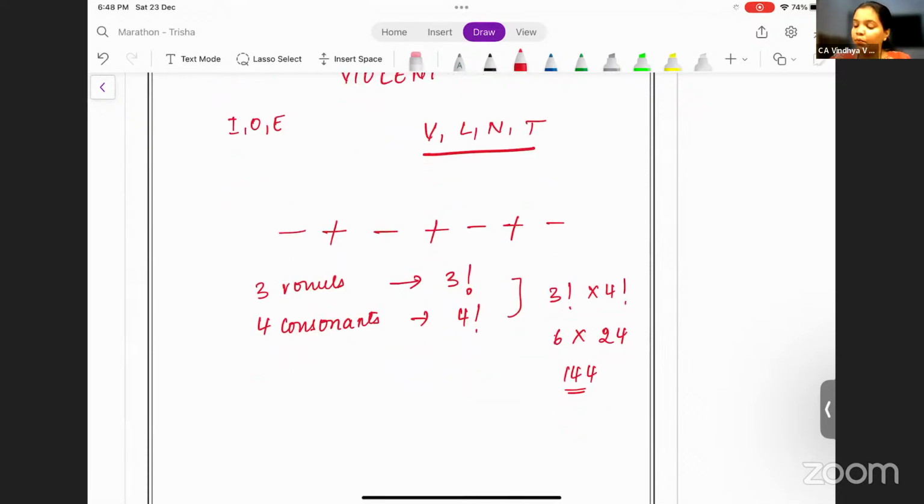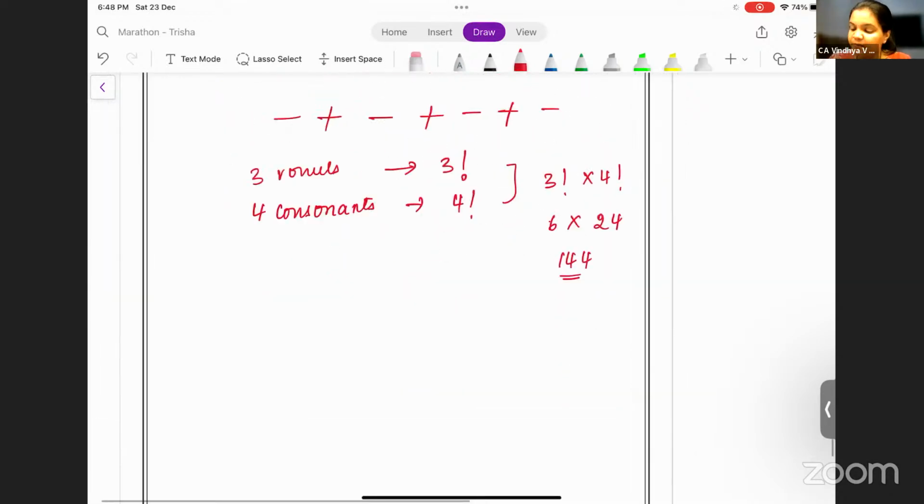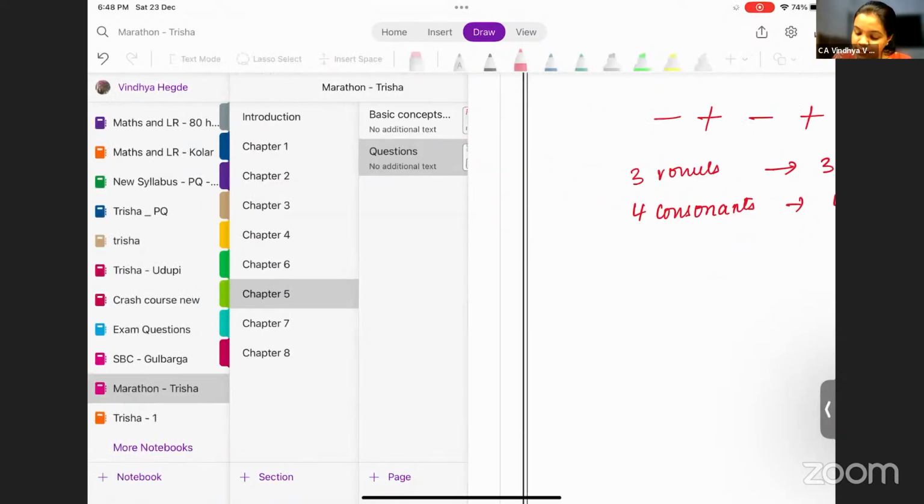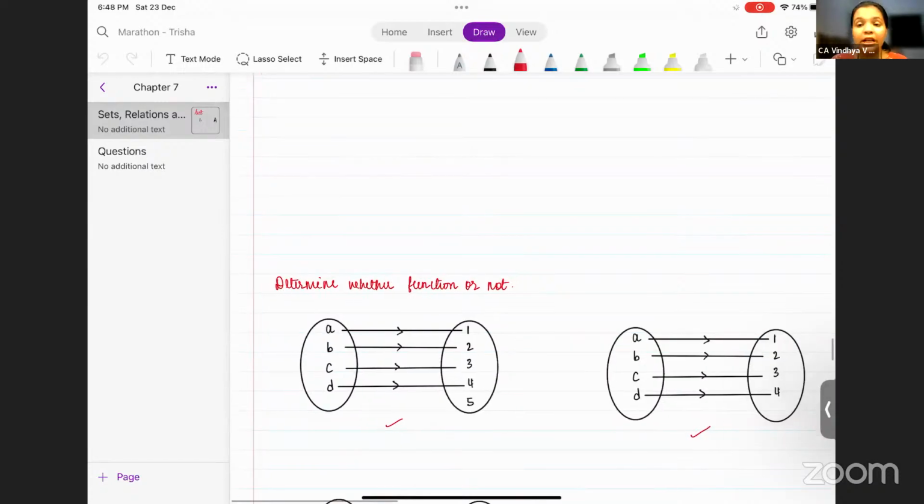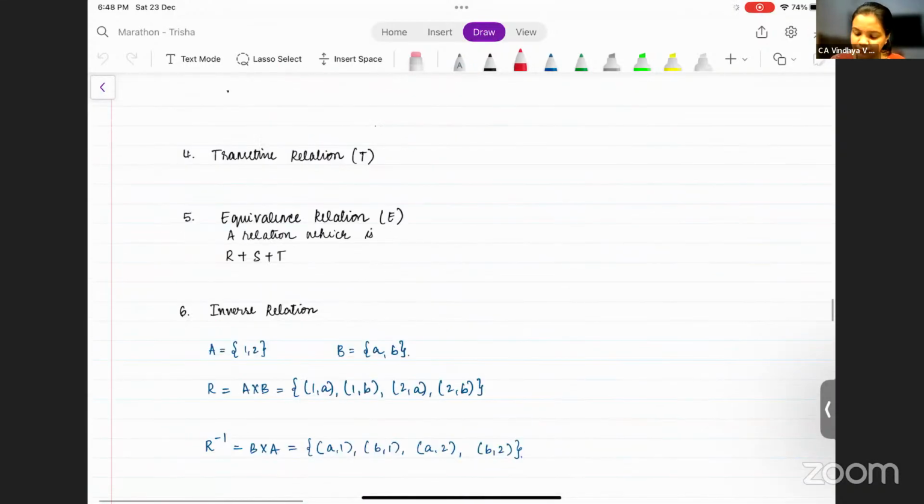That's all with permutations and combinations. We can start with set relations and functions. Now in set relations and functions, we will quickly glance through the concepts once. All right.